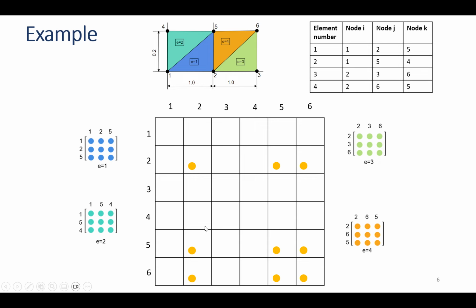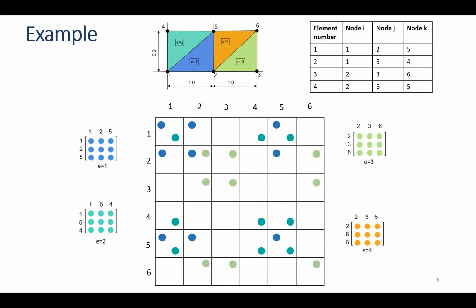Okay, now if you put all of them together, then we have the matrix entries from different elements, like this. So this is from element 1, this is from element 2, this is from element 3, and finally from element 4. For example, if you look at node 2, that means row 2, column 2, at the diagonal entry, we have 3.